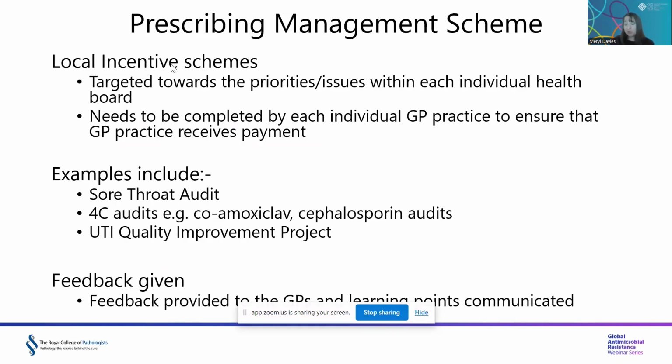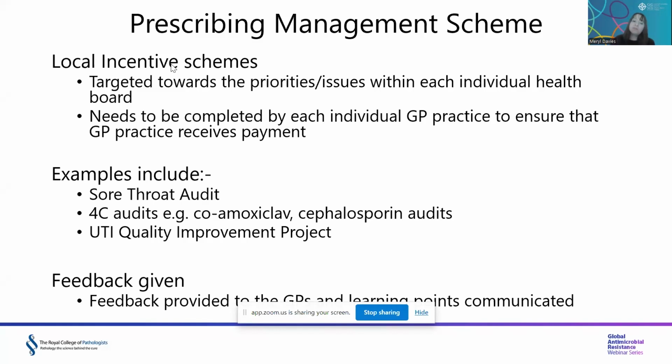Examples of these projects could be a sore throat audit or a 4C audit. So they could be looking at some specific problem area for them. So if they're high prescribers of co-amoxiclav or cephalosporins, they could complete an audit on those specific groups of drugs. And another example could be a UTI quality improvement project. So looking specifically at UTI management, and it could be even targeted toward a specific group such as the over 65s.